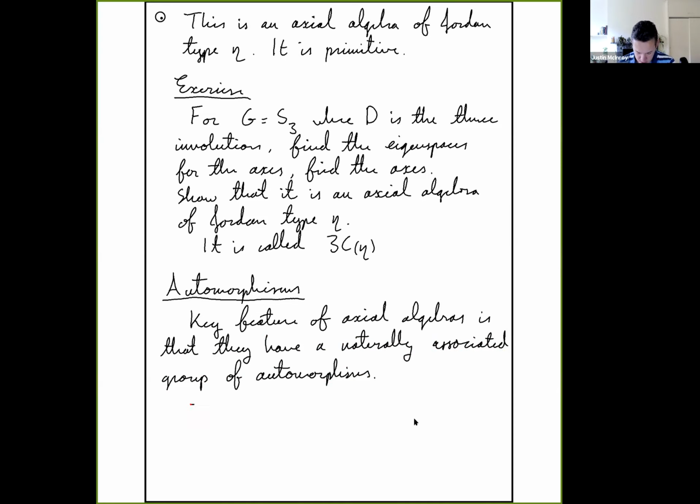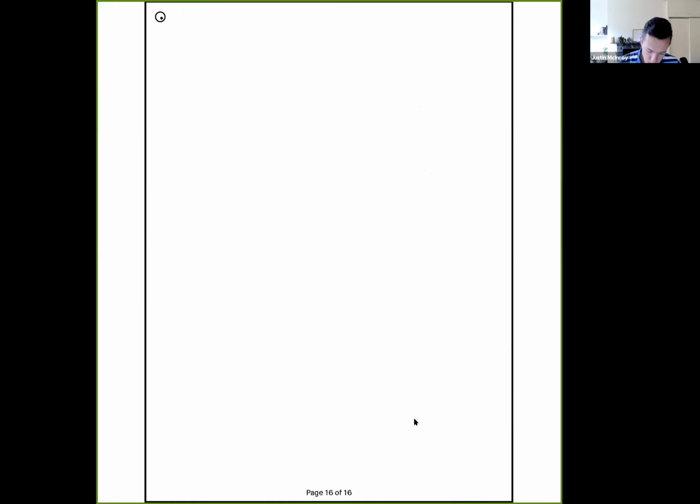And the way we get this is via the fusion law. Okay, so I'm going to begin by telling you about morphisms and gradings of fusion laws.